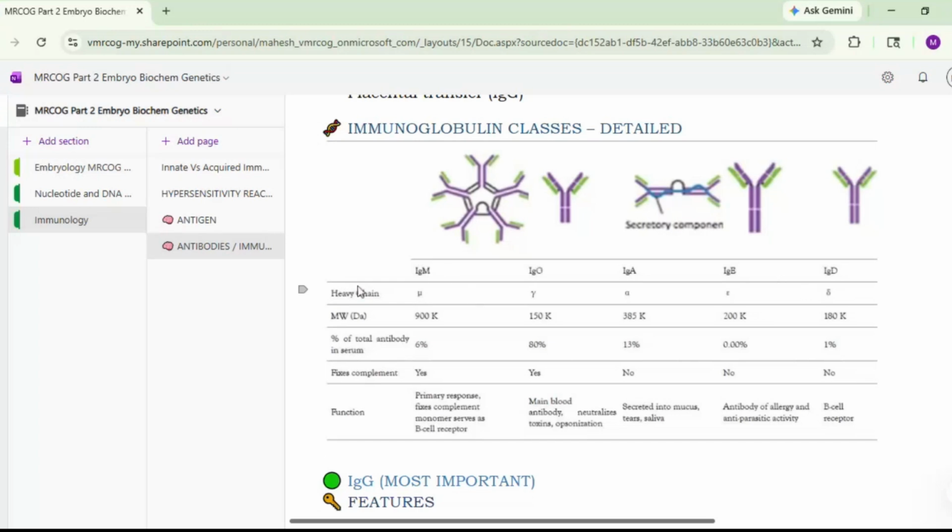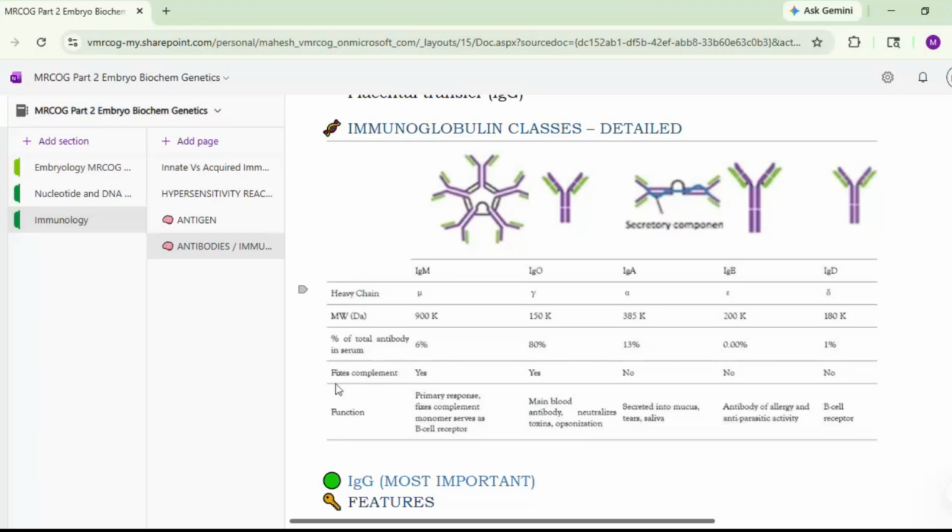Then, what is the percentage of the total antibody? This can be asked as an SBA. The maximum percentage is of the IgG type of antibody: 80% is IgG. Then IgA, the secretory antibody, is present around 13% of the total. IgM contributes 6%, which is half of that. So IgG, followed by IgA, followed by IgM.